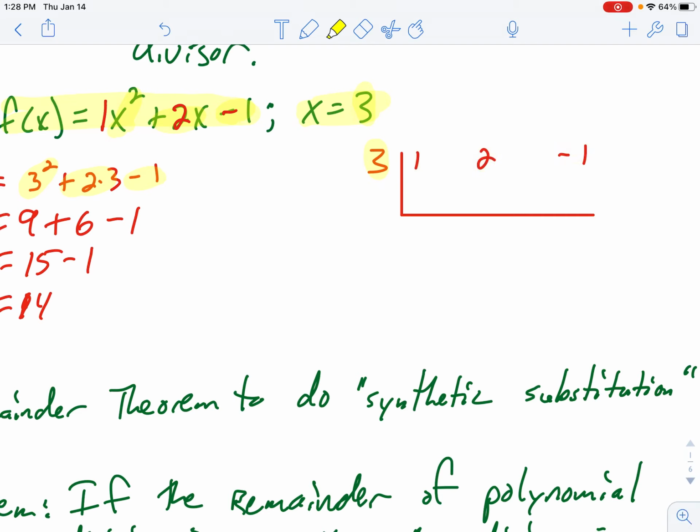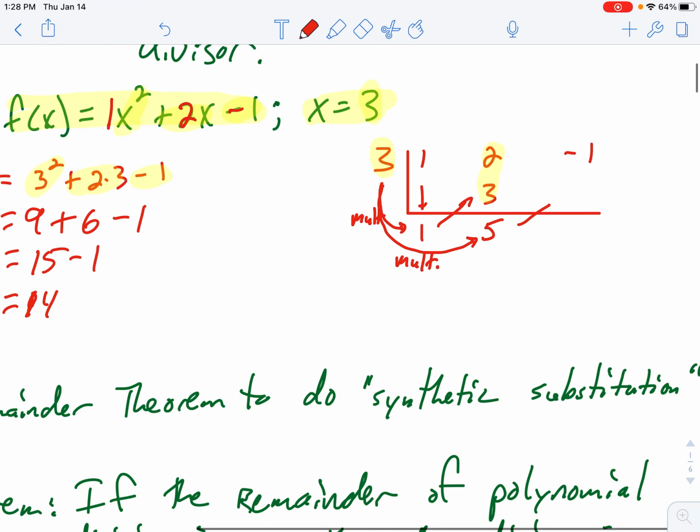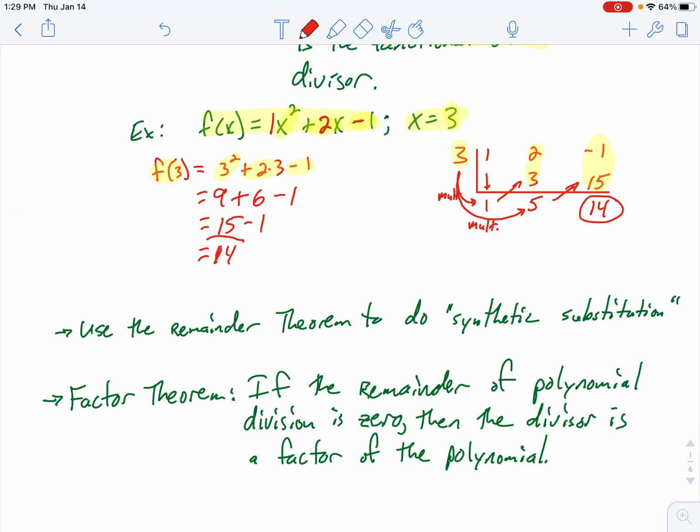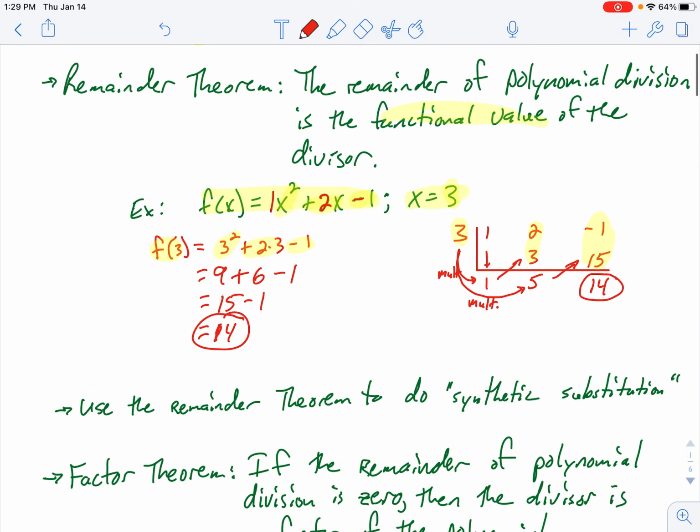In case you don't quite remember the method, you bring the first number down, multiply these together, 3 times 1 is 3, and write that answer here. Then add these together, 2 plus 3 is 5, write it here. Then repeat the process, multiply 3 times 5 is 15, write that answer here. Then combine these two numbers, negative 1 plus 15 is 14. The remainder theorem states that the remainder is the same as the functional value. So that's what the remainder theorem is.